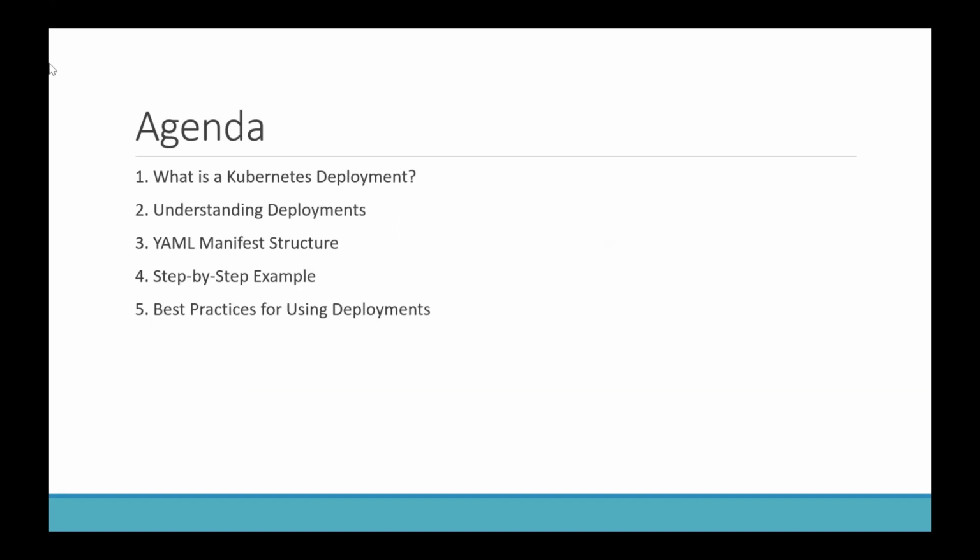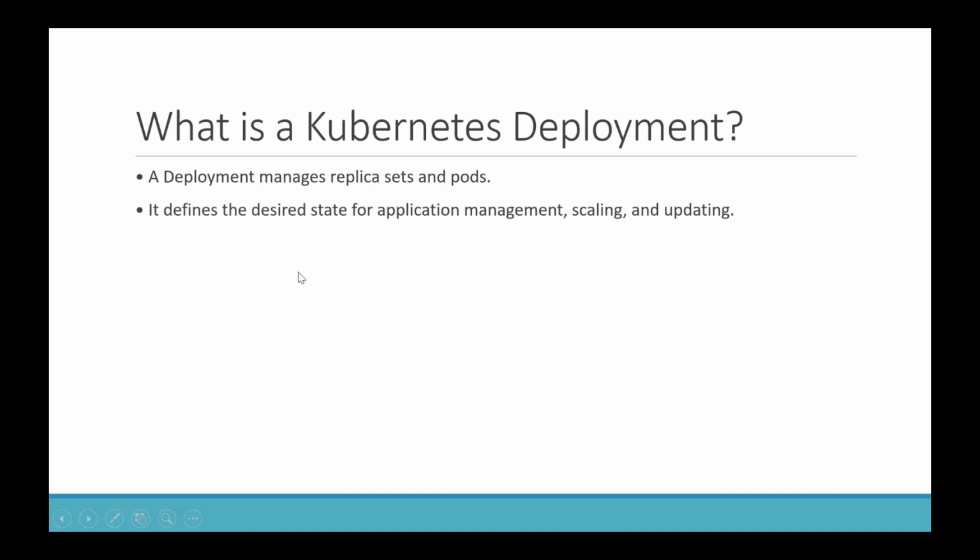This is the agenda. We'll be discussing the basics of Kubernetes and what a Kubernetes deployment is. We'll be understanding deployments in detail, and at last we'll be seeing the YAML manifest structure, discussing how we can create the manifest file and how we can deploy it step by step using kubectl commands.